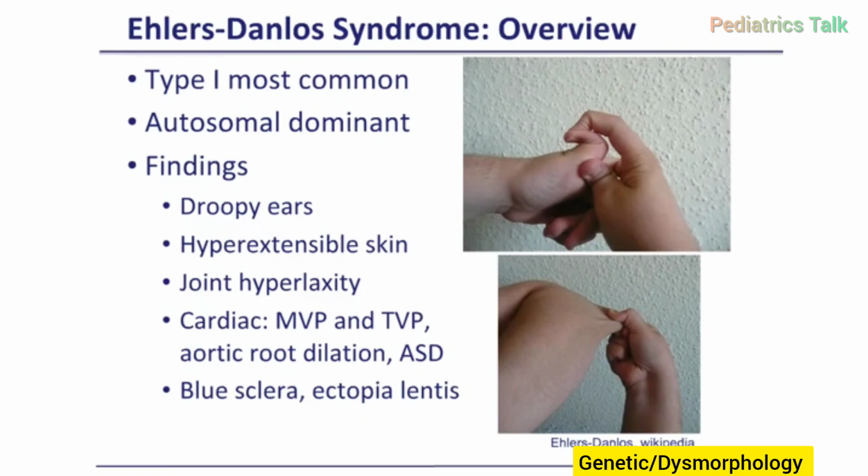Mitral valve prolapse and tricuspid valve prolapse. Other defects, sometimes an ASD is seen, but again, because of aortic root dilatation, we may have a sudden rupture of the aorta, and just as in Marfan syndrome, this needs to be followed carefully.